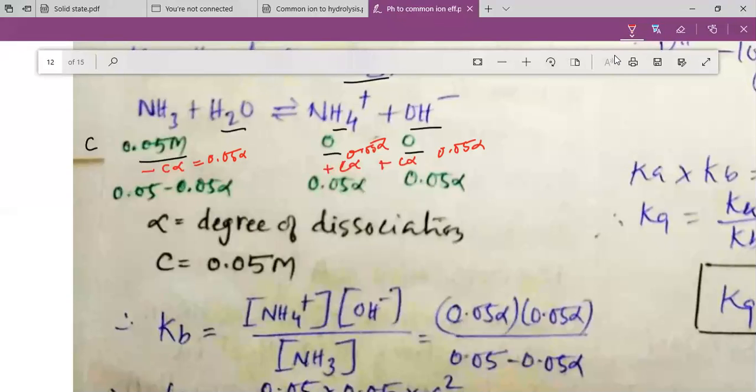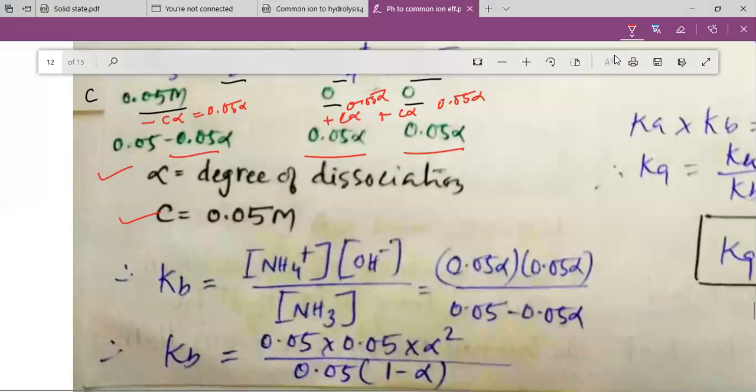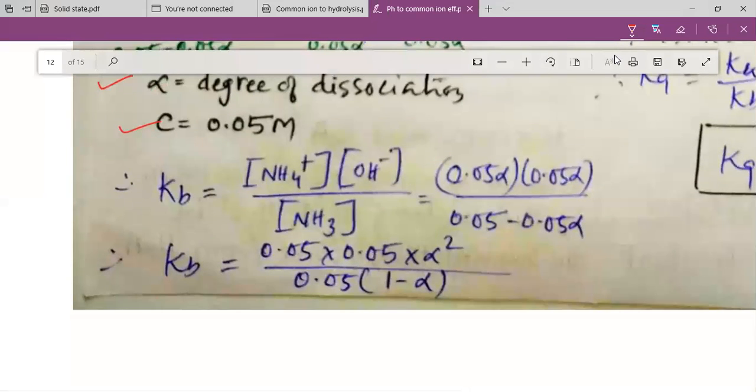So by adding this, we find 0.05 minus 0.05 alpha is the equilibrium concentration for the reactant, whereas for both the products, the concentration is 0.05 alpha. Now alpha is known as the degree of dissociation, and C, that is 0.05, is the initial concentration of ammonia. For that base, we can write Kb is equal to the concentration of products divided by the concentration of reactant. For NH4 plus, we write 0.05 alpha. For OH minus, we write 0.05 alpha. And for NH3, we write the concentration 0.05 minus 0.05 alpha.